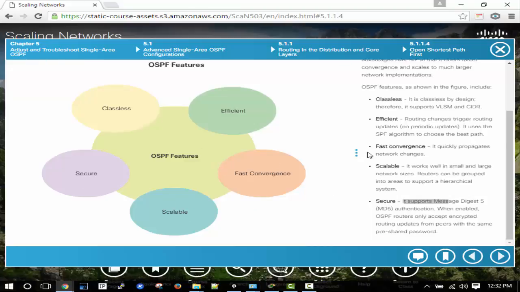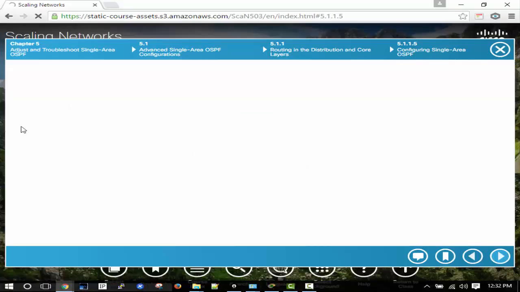And then secure. Our routing updates, not our traffic, but our routing updates, we can password protect with MD5 if we want to, so that somebody couldn't just get on there, see that there is a password on OSPF in clear text, use that same password, become part of OSPF, and do what they want with your routing protocol.